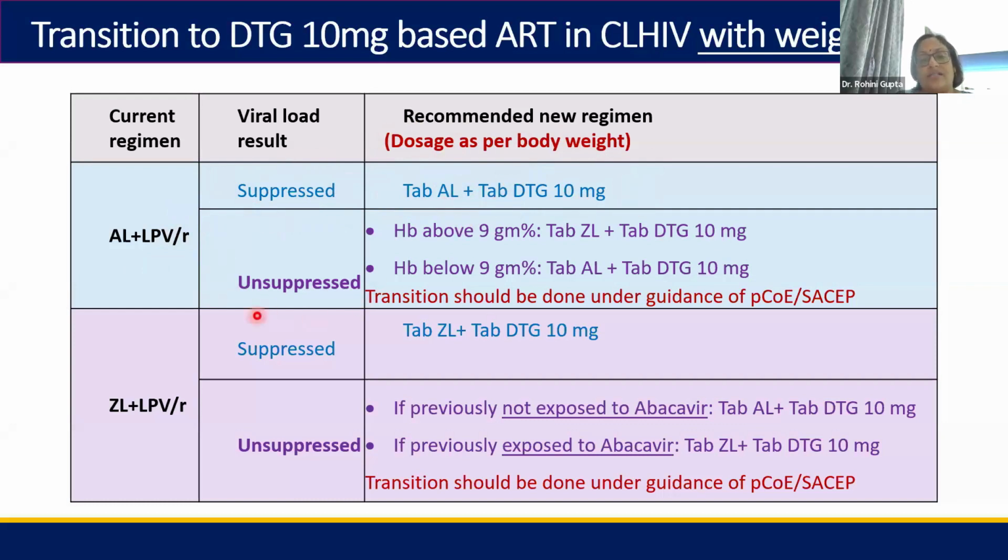Now, if the child was unsuppressed, was given enhanced adherence counseling, and despite enhanced adherence counseling for 3 months, the repeat viral load still showed unsuppressed, that is, more than 1,000 copies, the transition would depend on the hemoglobin level. If the hemoglobin was more than 9 grams, then the child would be on ZL plus DTG 10. If the hemoglobin was less than 9 grams, then we would continue the AL and add DTG 10.